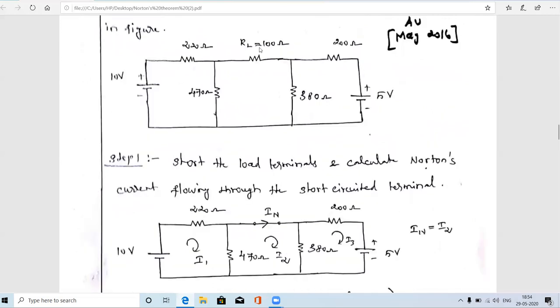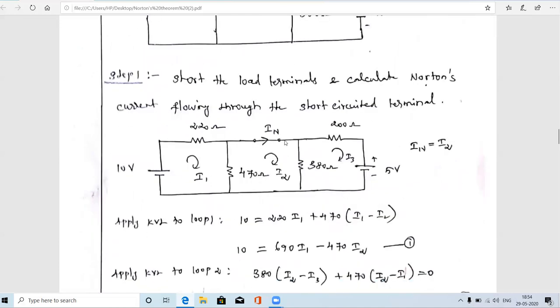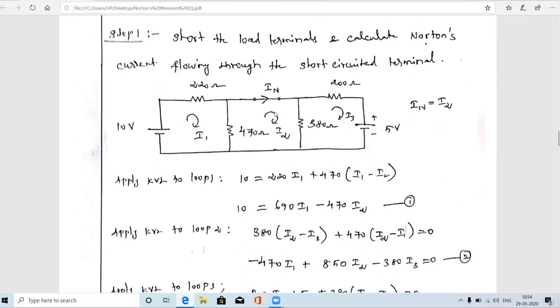So in the given diagram, you just remove this load resistance and make it short circuited. Across the short circuited terminal, we have to find the current flowing. This current is called Norton's current. Now you see the given circuit has three loops, so we may calculate this Norton's current by any method, either nodal method or mesh analysis.